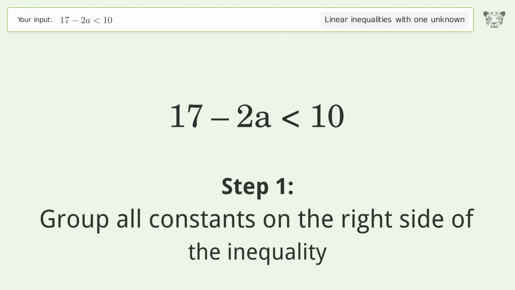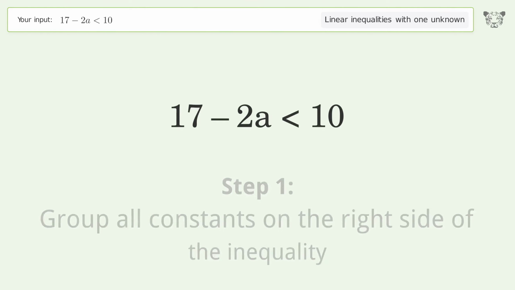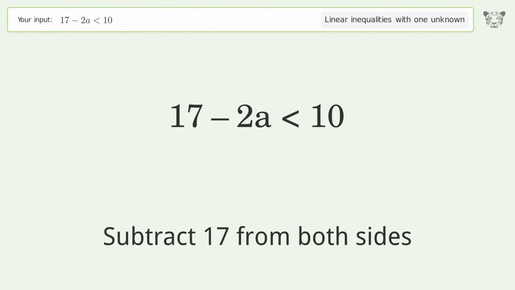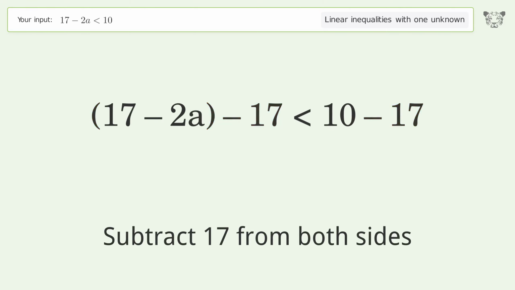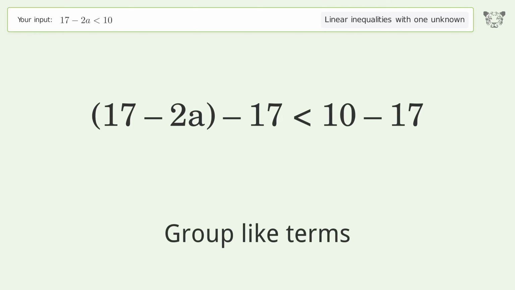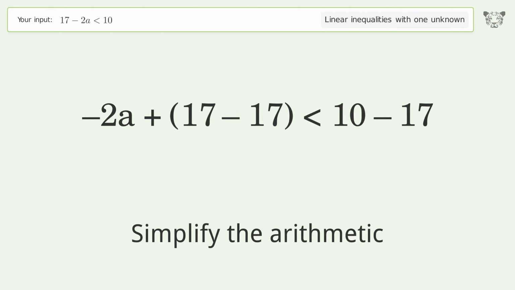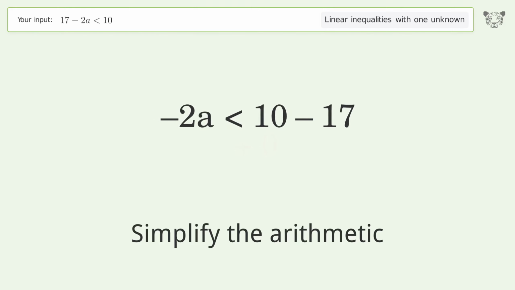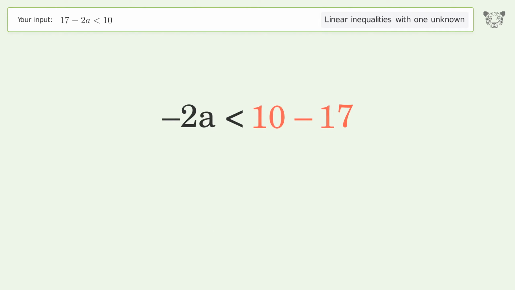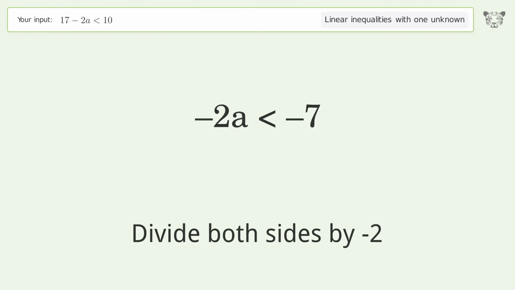Group all constants on the right side of the inequality. Subtract 17 from both sides. Group like terms. Simplify the arithmetic. Isolate the a. Divide both sides by -2.